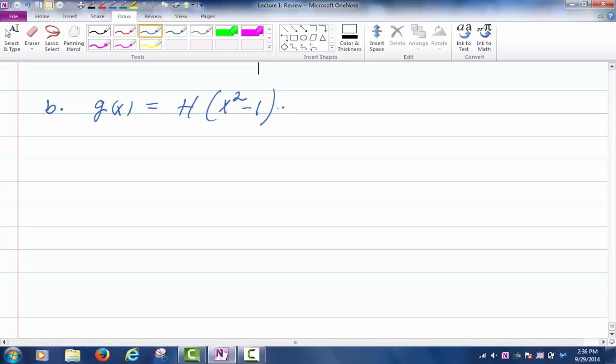Right? Except at 0. So together the composition will be continuous everywhere where the inside is not what? Where the inside is not 0. So I have to figure out where the inside is 0. Well, inside is 0 where? When x is 1 or negative 1. So this is continuous on negative infinity to negative 1, negative 1 to 1, 1 to infinity.